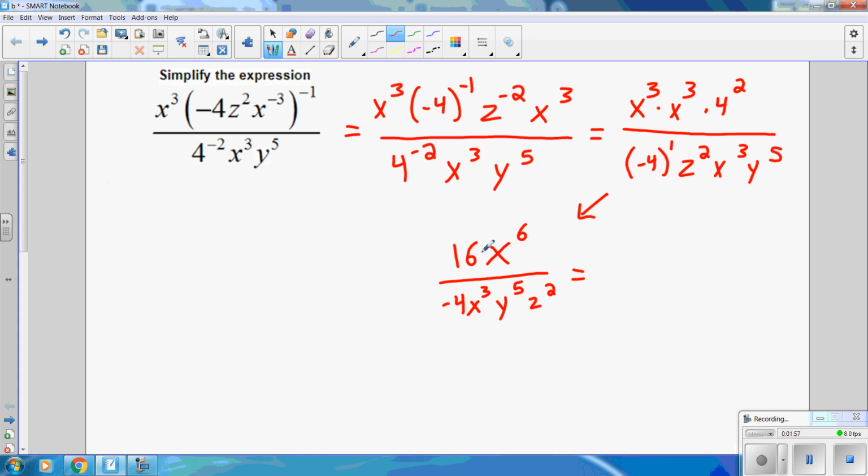The last thing is just reduce. So we have 16 over -4. Now we could have the negative on bottom or on top. It doesn't really matter, but 16 divided by -4 is -4, so I'm just going to put -4 on top.